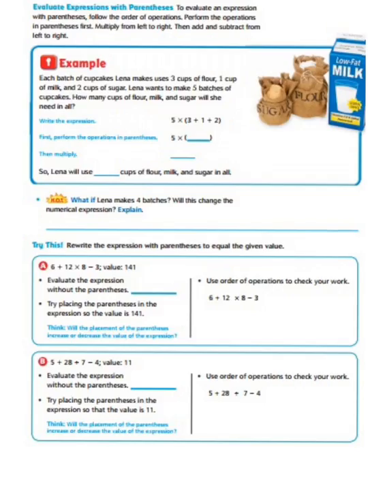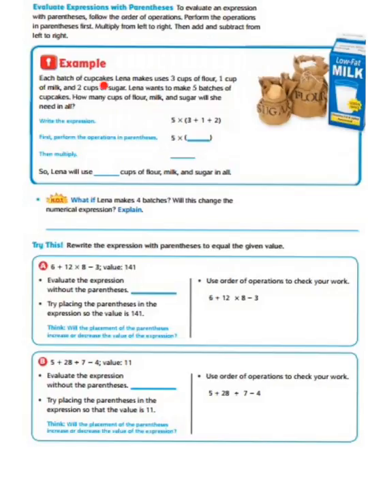It says to evaluate expressions with parentheses. To evaluate an expression with parentheses, follow the order of operations. Perform the operations in parentheses first, multiply from left to right, then add and subtract from left to right. So remember that: Please Excuse My Dear Aunt Sally. Parentheses first, and then you go into multiplication and division, and then you go into addition and subtraction.